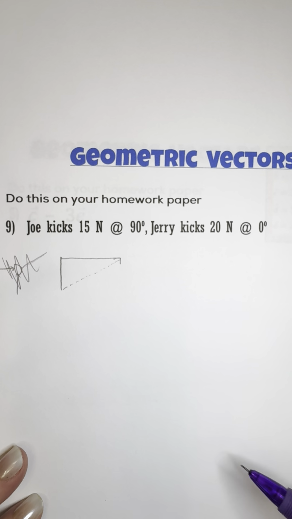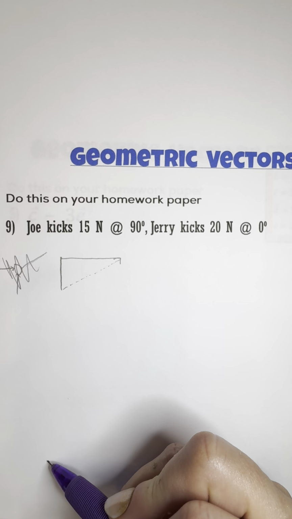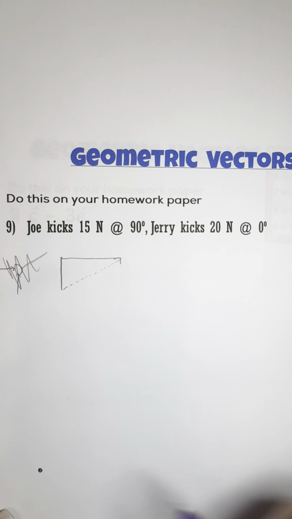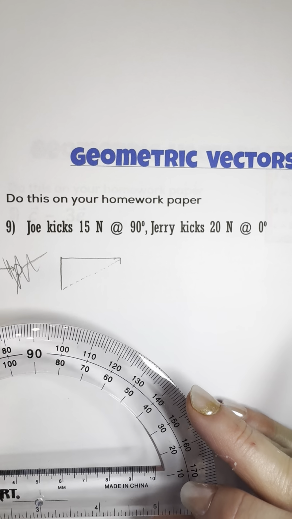I'm going to go up and I'm going to go over, so I'm going to start way down here. I like to use a little dot as my starting point. And now I'm going to grab my protractor and mark the vector that Joe is kicking the ball at, which is at 90 degrees.